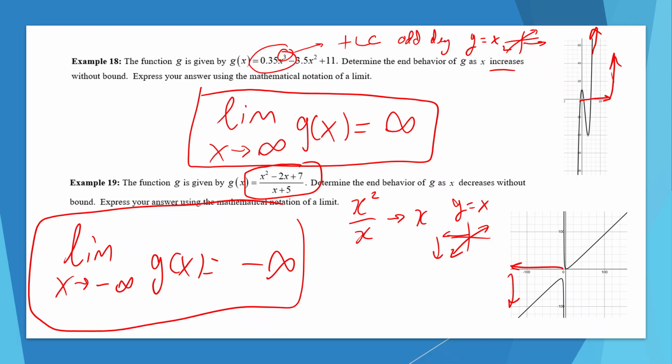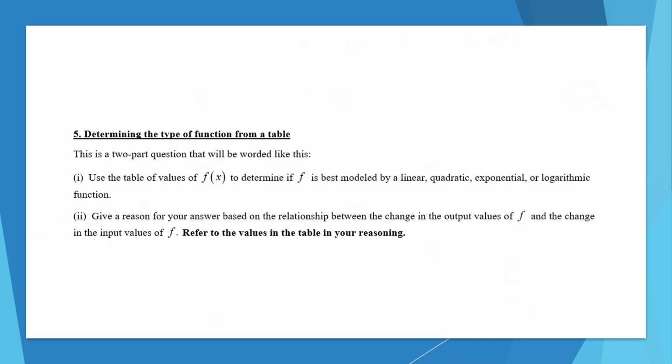Worst case, you just go back to these rules that you hopefully will have memorized and can use them accordingly. All right, the fifth type of question that you can see is going to be a two-part question. It's determining the type of function from a table. It will only be a table, not from a graph. You have had tons of practice with this.